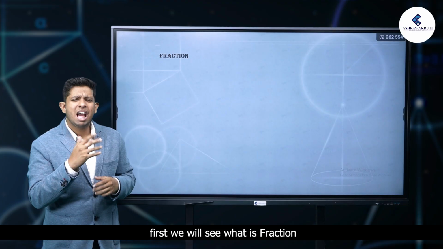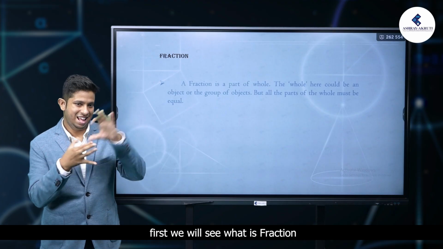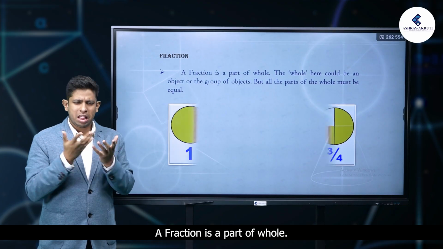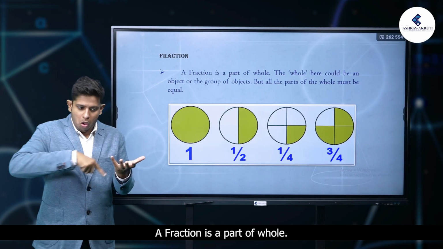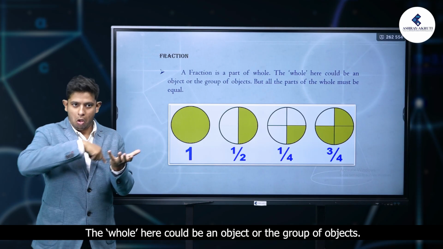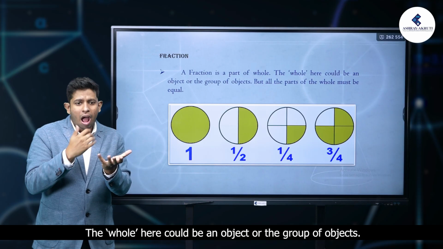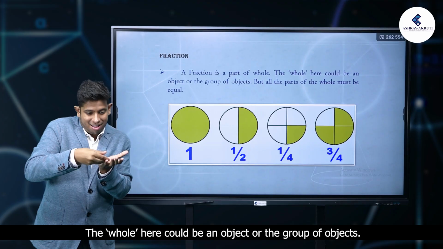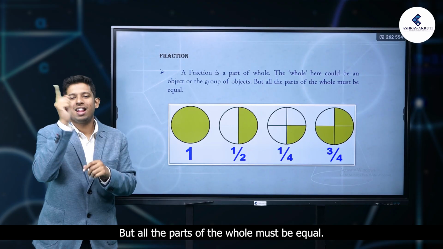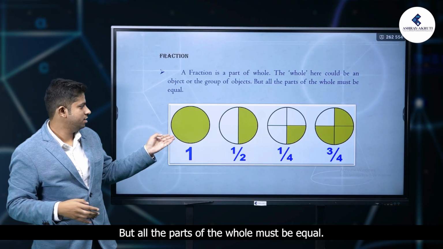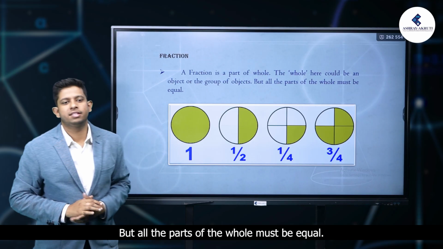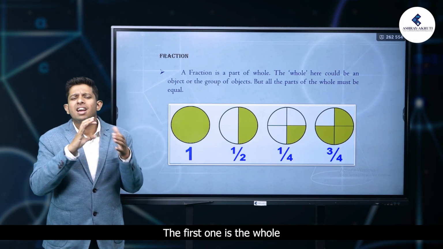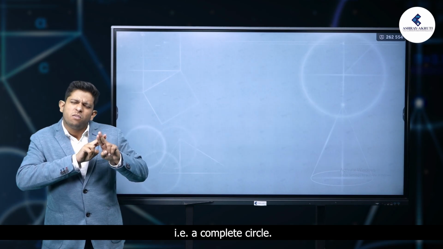Children, first we will see what is a fraction. A fraction is a part of a whole. The whole here could be an object or a group of objects, but all the parts of the whole must be equal. In this image, the first one is the whole, that is a complete circle.